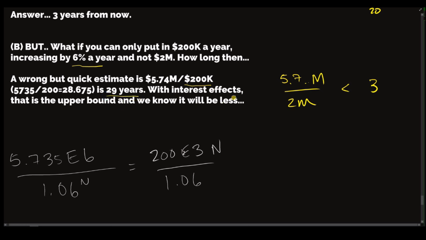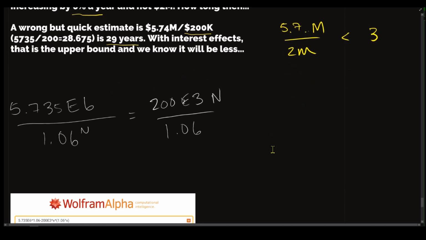And that tells me 29 years. But there are interest effects here, so I know that 29 years is going to be the limit, and it's going to be something much shorter than 29 years. So how do we solve this one? Everything's the same, except we replace the 2 million with 200,000. So here we are with our 200,000, and we set it equal. This is still the amount we want in order to draw out the $500,000 a year, so this didn't change. The only thing that changed is this.